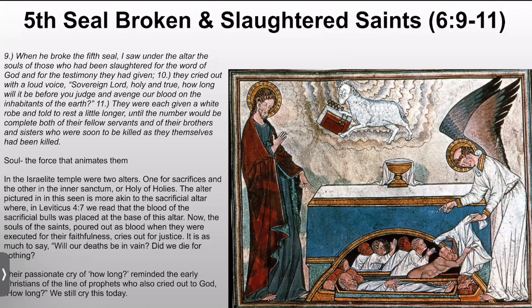And so here we have another altar. Which altar do we mean here? One of the altars would be for sacrifices, and the other would be in the inner sanctum, the Holy of Holies. The one in the outer area is where other people could bring their sacrifices. The altar pictured in this scene, spelled wrong by me there, forgive me, is more akin to the sacrificial altar, where in Leviticus 4:7 we read that the blood of the sacrificial bulls was placed at the base of this altar.